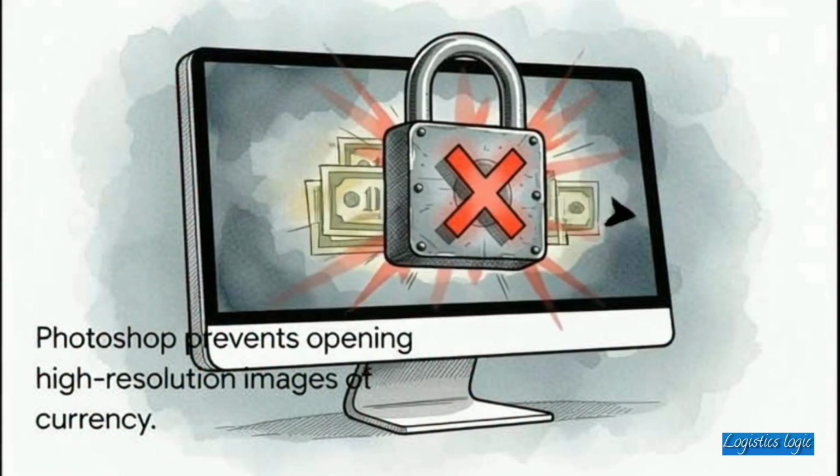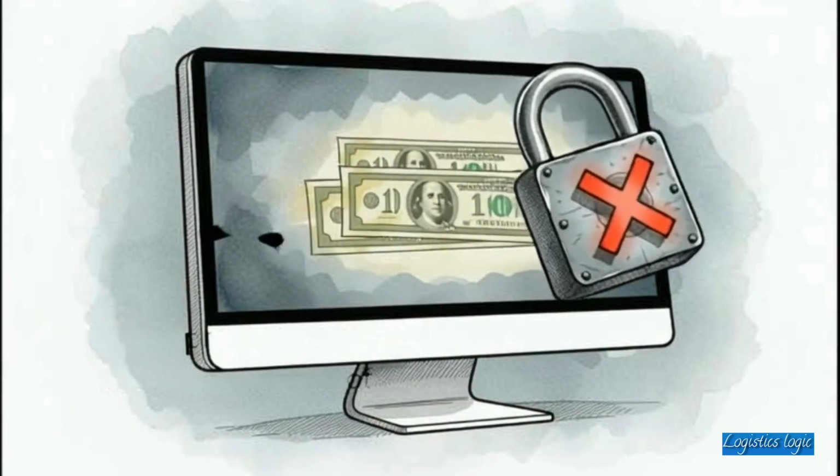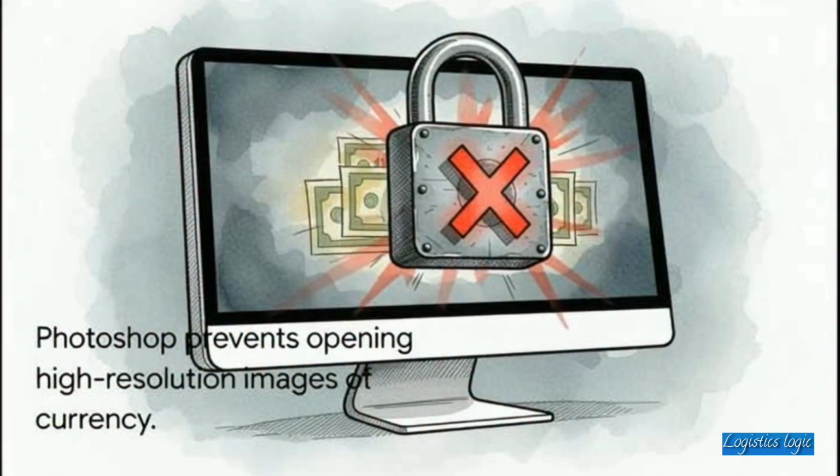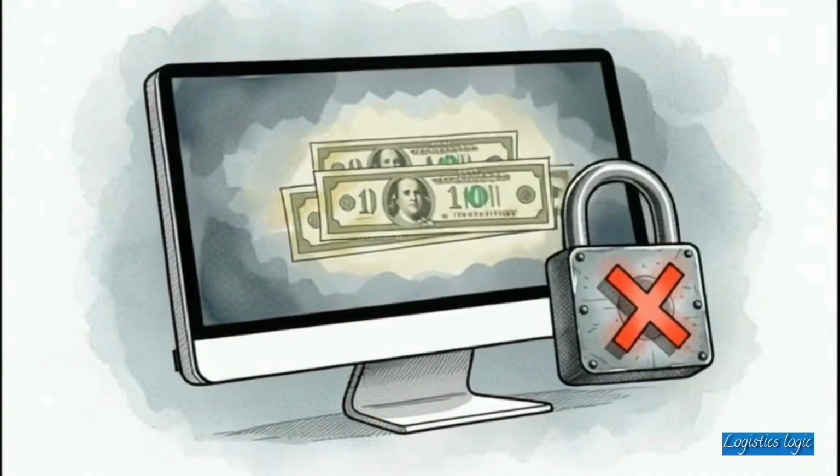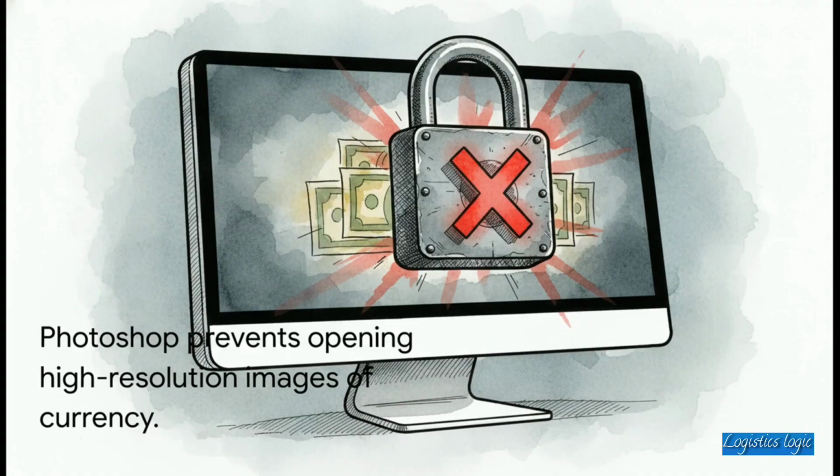It's specifically trained to recognize that you are trying to look at a high-res image of currency, and it literally throws up its hands and says, nope, you are not allowed to view or edit this. But why? How does an everyday photo editing app even know what money looks like? And more importantly, who is giving it the authority to lock you out?